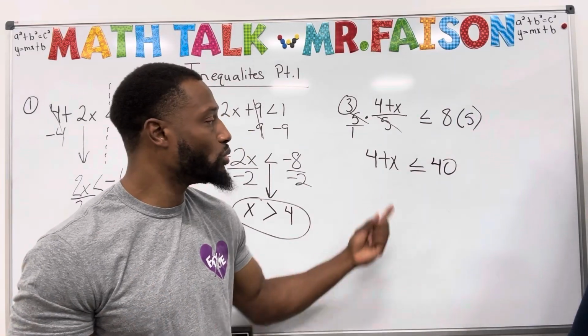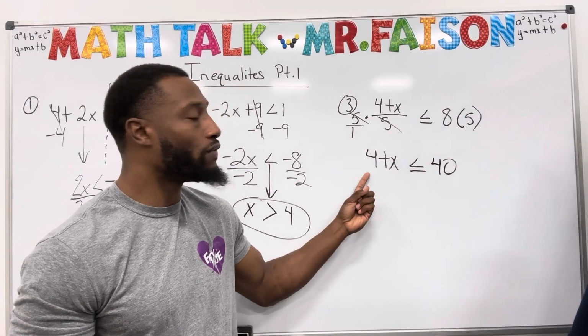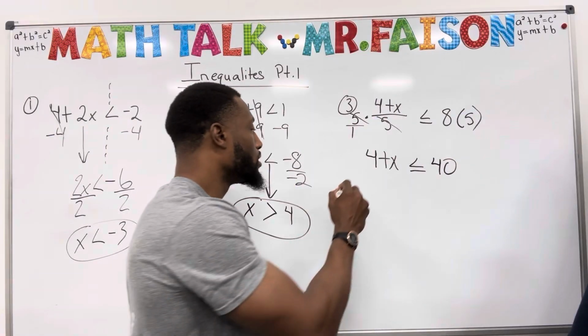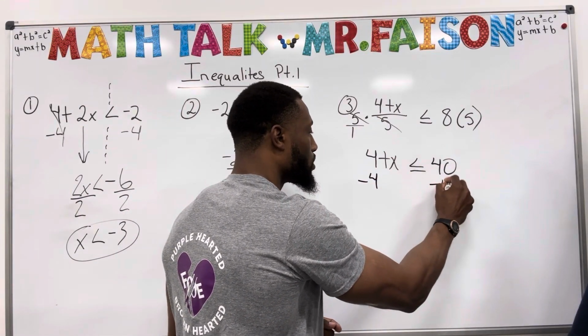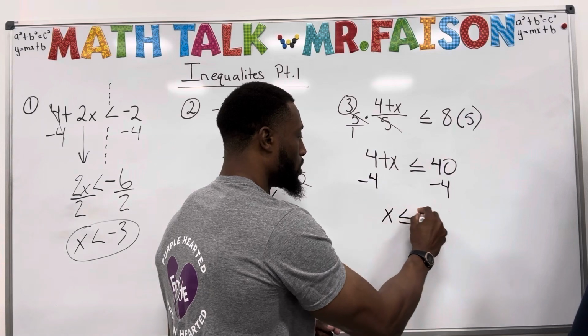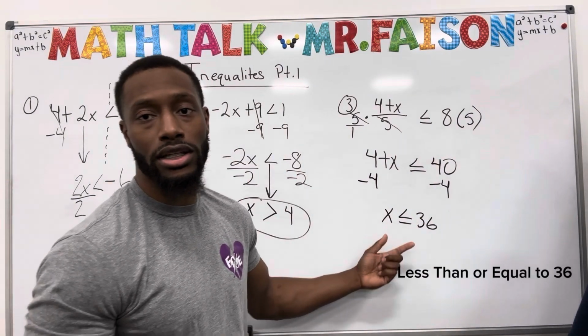What do we do next? We want to get the x by itself, so I have to move the 4 over there mathematically. So subtract 4, subtract 4. X is less than or equal to 36.